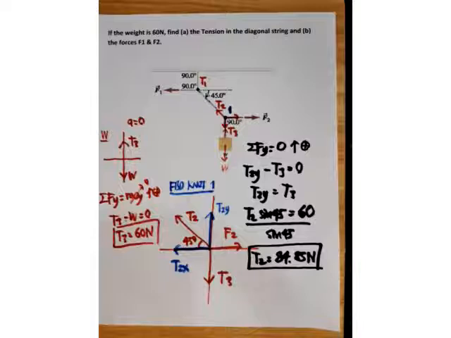Okay, so what's the answer? Have you got the answer? Kaya. Si Joshua may sagot. Joshua? 60.71. So let's see.